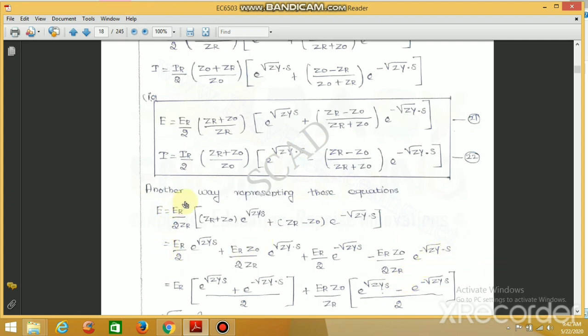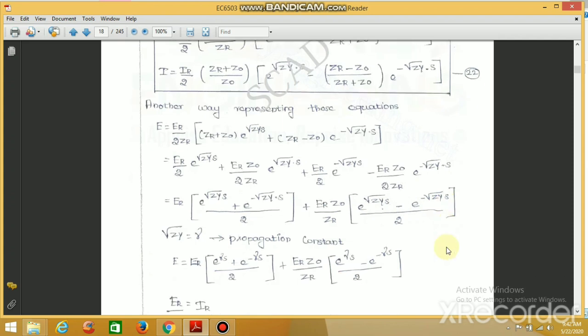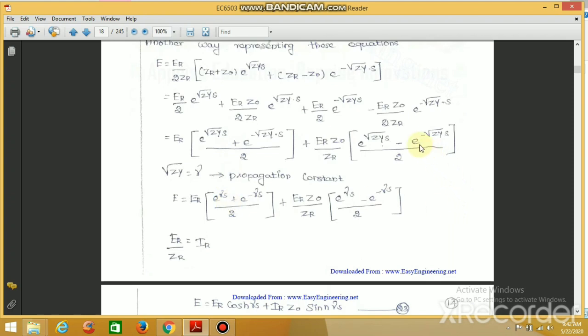So nothing but we are multiplying this ER by 2 ZR into the terms inside the braces. When you multiply ER by 2 ZR inside the braces, you will get this equation, and when you take ER common outside, you will have the equation e power root ZY S plus e power minus root ZY S by 2, and when you take ER Z0 by ZR, you will get e power root ZY S minus e power minus root ZY S by 2. So you know that this particular expression represents the cosh and this particular expression represents the sinh hyperbolic function, and root ZY can be represented as gamma, and gamma is nothing but the propagation constant.